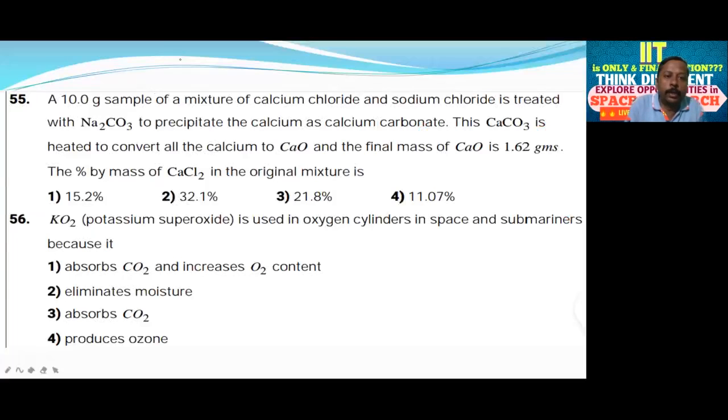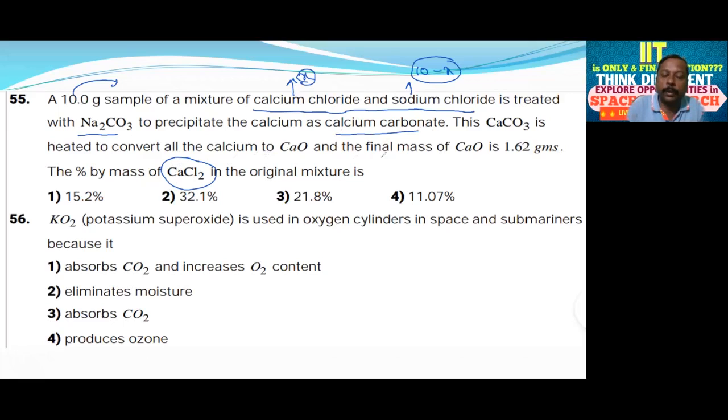Okay, next question. 100 grams of a sample of a mixture of calcium chloride and sodium chloride. Okay, so 10 grams. Whenever this type of value is there, then you have to find out calcium chloride, CaCl2. Out of this 10 grams, you will take calcium chloride as x grams. Then sodium chloride will be 10 minus x grams. When treated with Na2CO3, it produces calcium as calcium carbonate, heated to convert to calcium oxide.